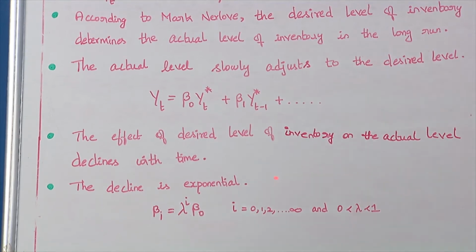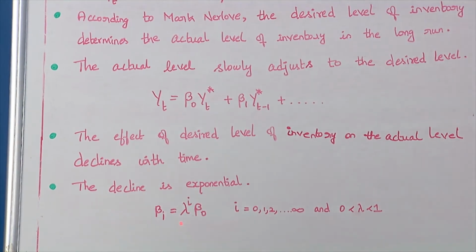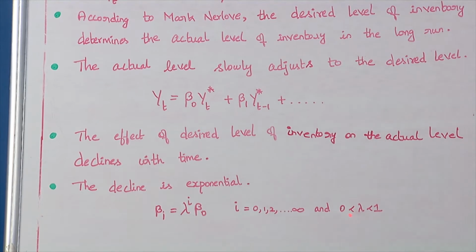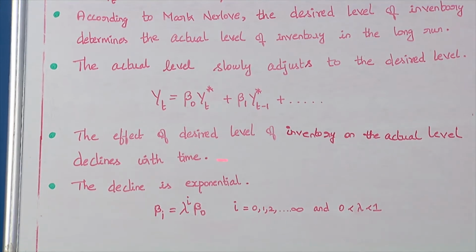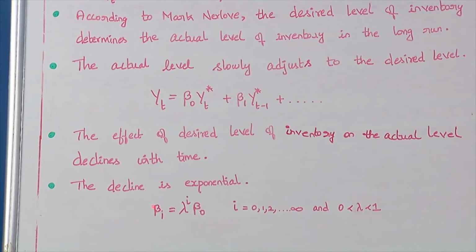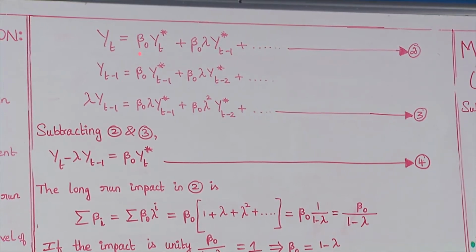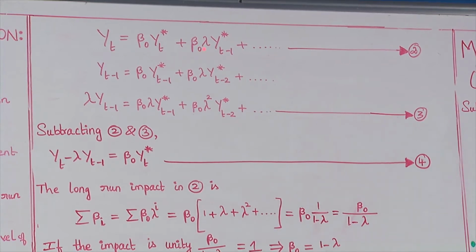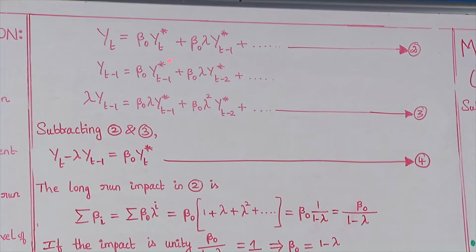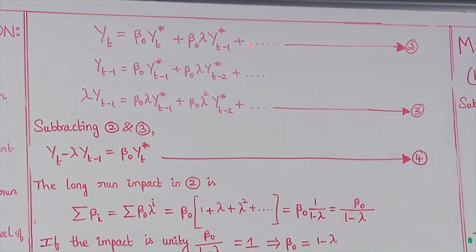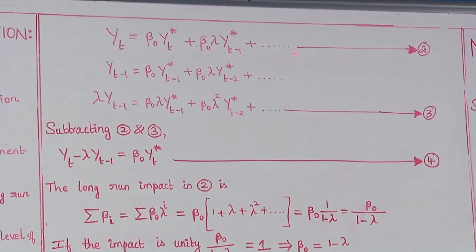The decline is exponential. So, this may be written as beta i is equal to lambda power i times beta 0, where i varies from 0 to infinity, and 0 is less than lambda less than 1. This exactly models the statement that the effect declines exponentially. Now, based on this specification, the equation becomes Y t is equal to beta 0 Y t star plus beta 0 lambda Y t minus 1 star plus etc. Actually, we substitute beta 1 as beta 0 lambda, and beta 2 will be beta 0 lambda square, and that term will be Y t minus 2 star.